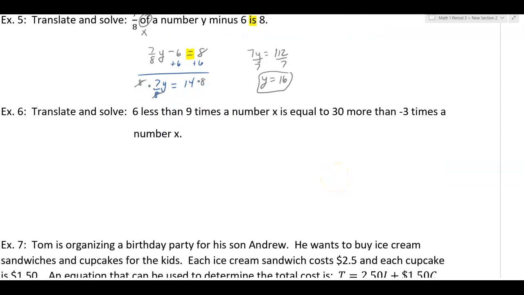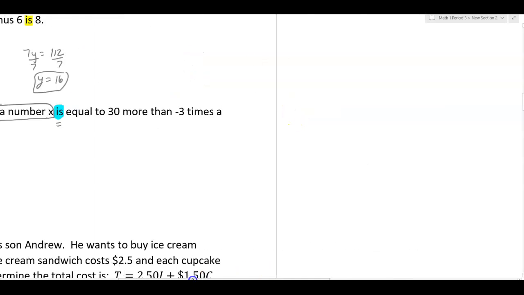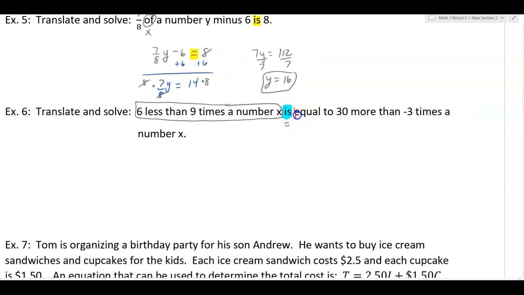Again, being able to translate the left and right side. So 6 less than 9 times the number is, and again, that right there is the equal sign. So what we basically have to do is translate the left side of that equal sign, then translate the right side of this equal sign. So 6 less than 9 times the number x. You have to be 6 less than this. So it's 9 times x. We're 6 less than that.